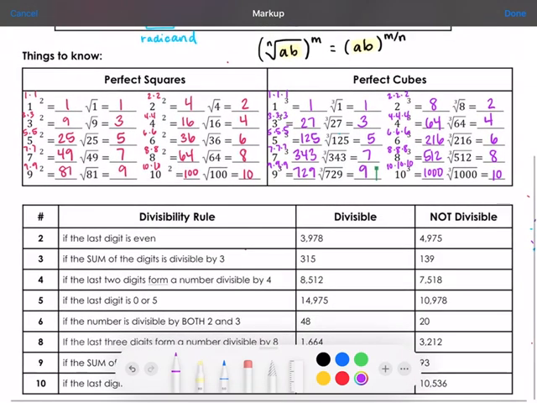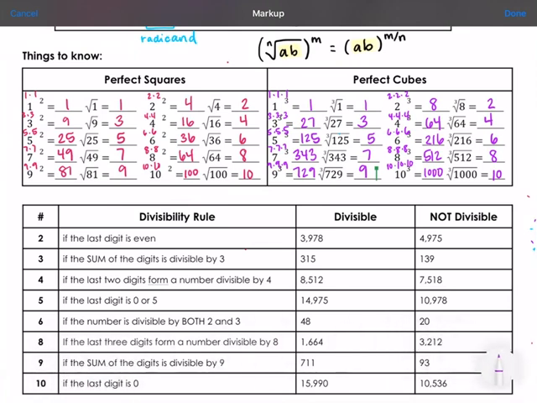So the final thing that we want to look at, and that is also very helpful to know, is the divisibility rule. If we have a number that's not a perfect square or perfect cube, we want to start somewhere by factoring it down when we're simplifying radicals. So it's very helpful to know divisibility rules. These are things we can just know off the top of our head to know if a number is divisible by another number.